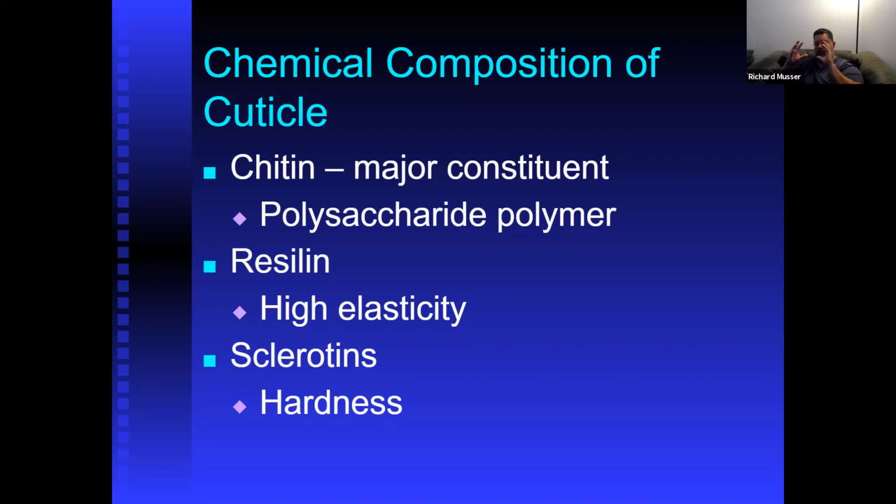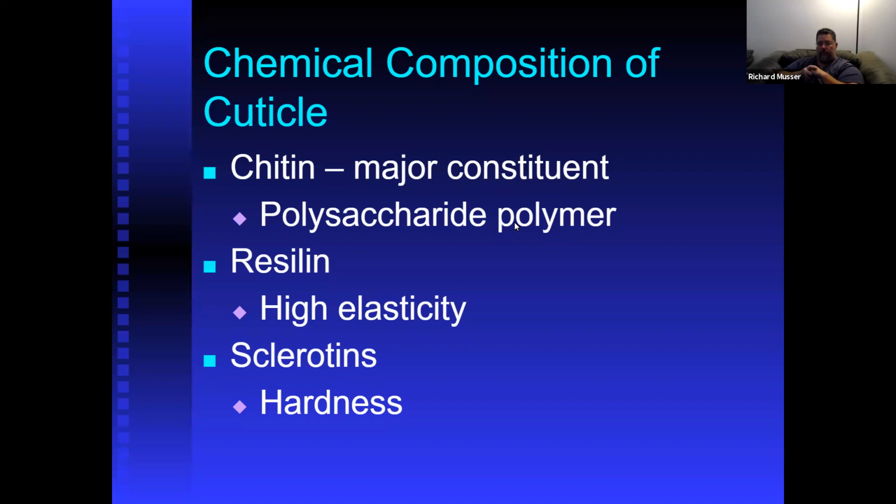Where else do we find chitin as an outer wall? Plant cells. Sorry, fungal cells. Yeah, fungal cells. Good job. And then there are other chemicals like resilin, which is rubbery and highly elastic, that is also part of this cuticle. So there's chitin, there's resilin. And then what makes it hard on the outside is another chemical called sclerotins. That's more on the outer shell of those layers.